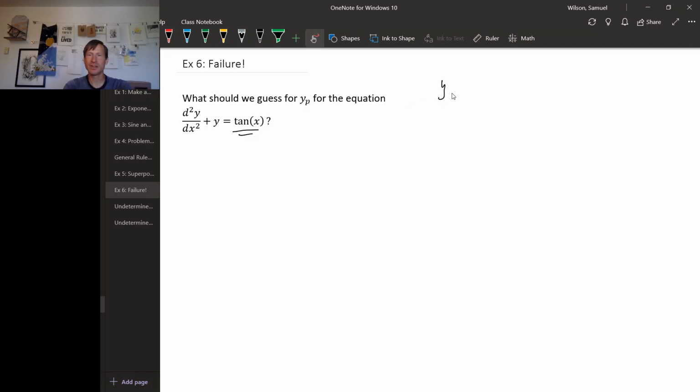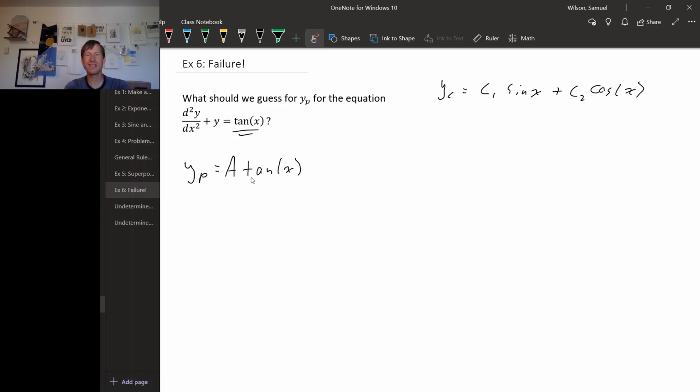As usual, we should find the complementary solution first. So for this example, I'll let you work it out, but it turns out to be some constant times sine x plus some other constant times cosine x. Okay, so what should we make for our guess for a particular solution? Well, let's see. Probably we should guess, since we're starting with tangents, we should get tangents. So we need some constant times tangent.